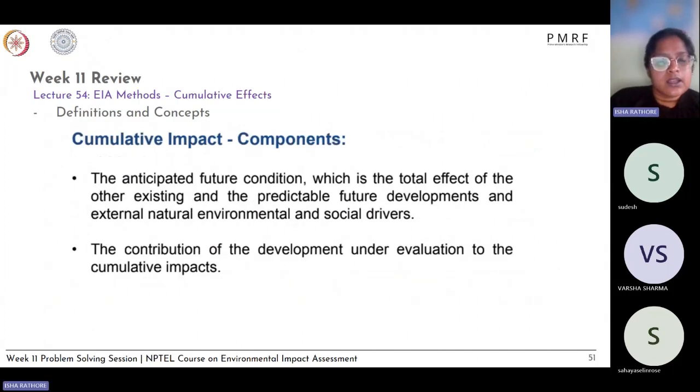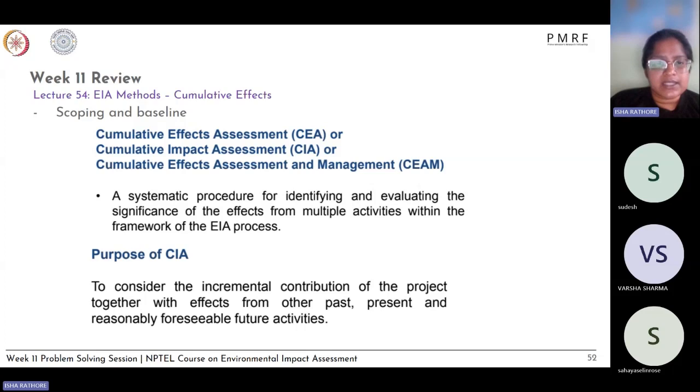Okay. So the components which we look at in cumulative impact assessment. First we have the anticipated future condition. That is, what is the total effect of the other existing and predictable future developments and external natural environment and social drivers, and the contribution of the development under evaluation to the cumulative impacts. Then for scoping and baseline, we have the cumulative effects assessment, CEA, or cumulative impact assessment, CIA, or cumulative effects assessment and management, CEAM. These have been discussed in the lecture in detail, what each of these terms mean, and when we use what term.